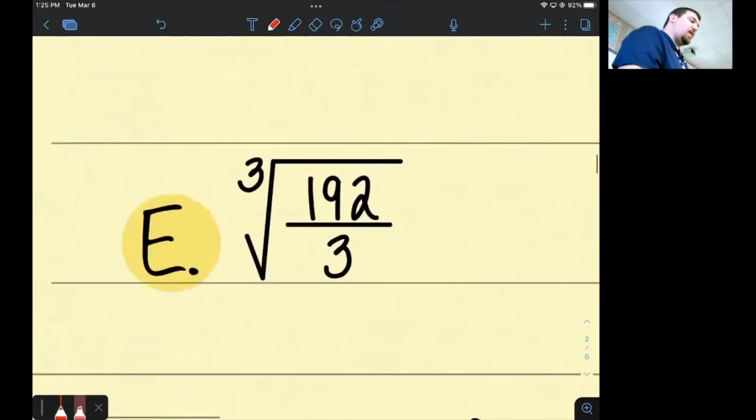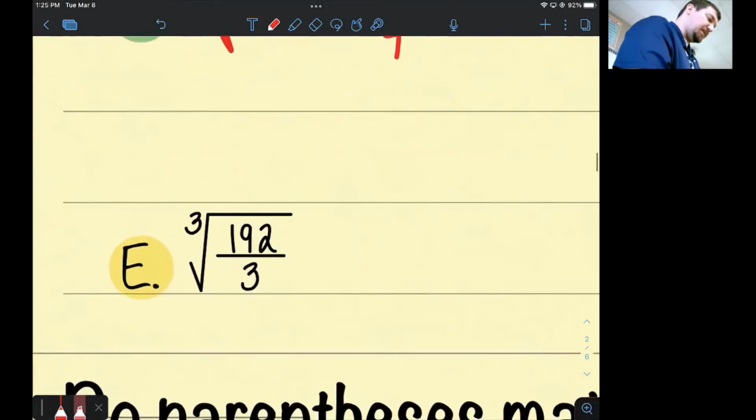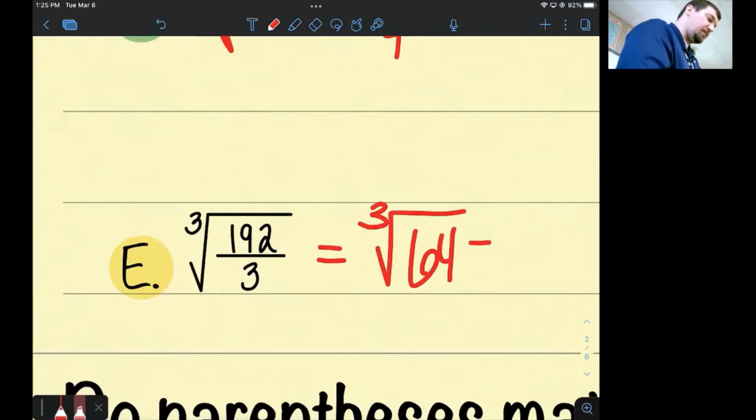And can I cube root 192 over 3? I don't think either one of those are perfect cubes. So what if I did my little trick? Saw that 1 plus 9 plus 2 is 12, and I knew 3 goes in. What does that actually reduce to? 64. And then what would the cube root of 64 be?